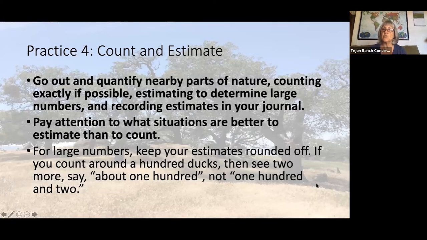So here's what you're going to do with the next journal entry. You go outside, quantify nearby parts of nature, counting exactly anything that you can possibly count exactly, and estimating anything that has to be estimated because the numbers are too large. And you record all of these estimates in your journal. You're also going to write other observations, ABC, and you're also going to sketch and diagram what you are studying. Pay attention to the situations so that you can better estimate what you need to. And for those large estimates, keep those numbers rounded off. So you wouldn't want to say, oh, I see 53 ducks. You probably see about 50 ducks. Okay? So that's the next practice.